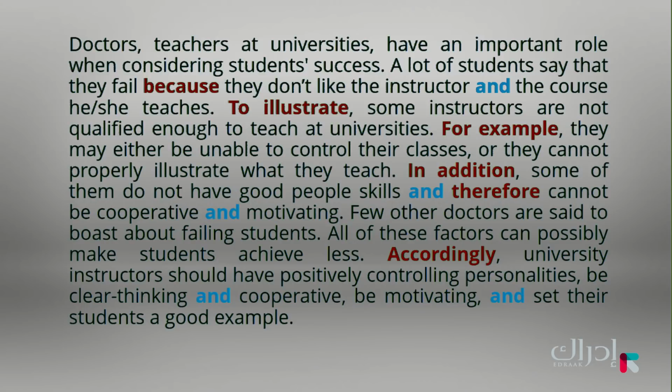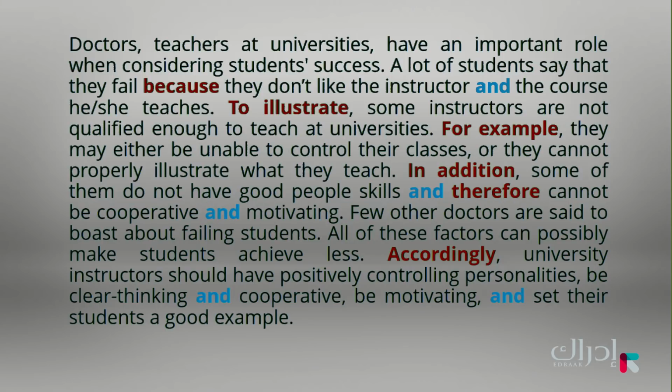If you look at paragraph 3, the signal words are colored. Let's start with words that signal addition. We have 5 ands colored in blue and the signal word in addition colored in red. There are also 2 signal words of addition. We have to illustrate, which indicates illustration, and there is for example, which is of course followed by an example.